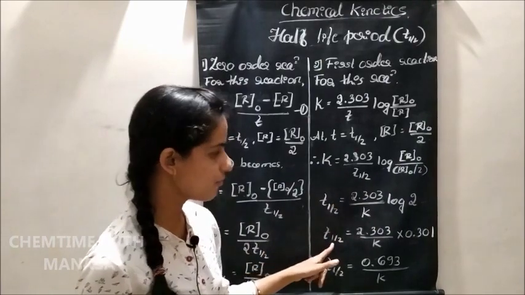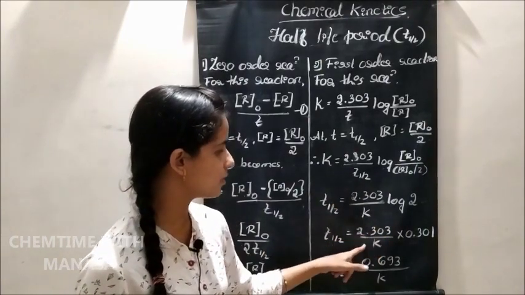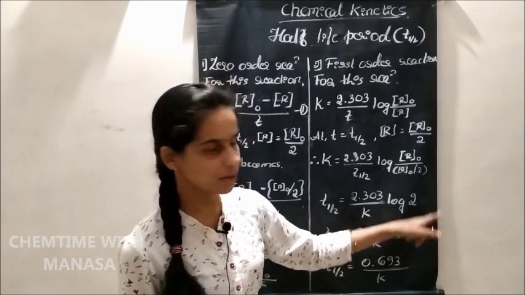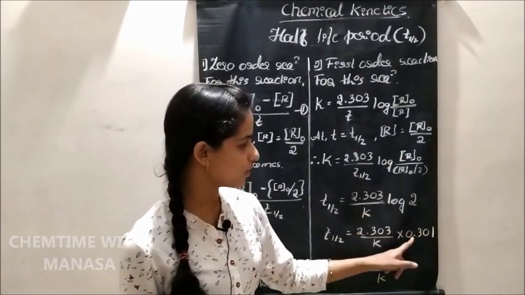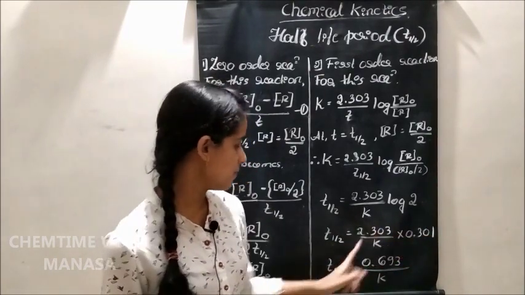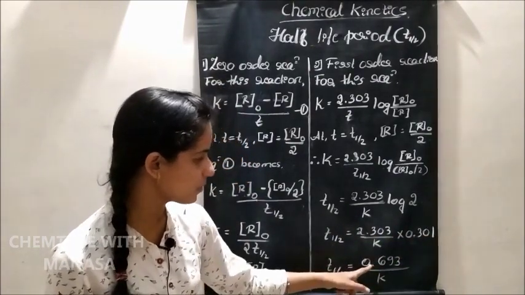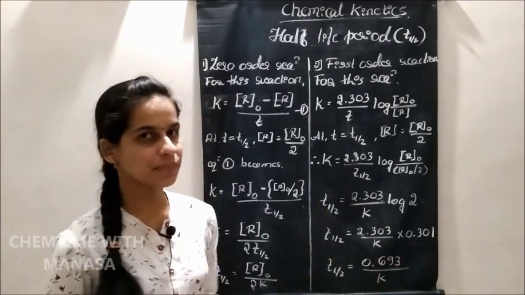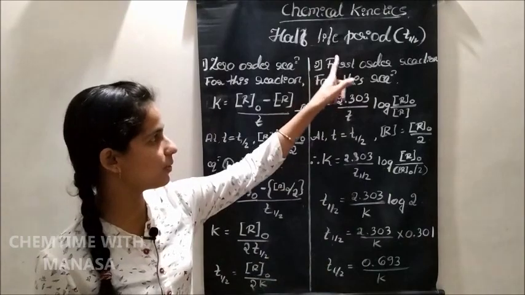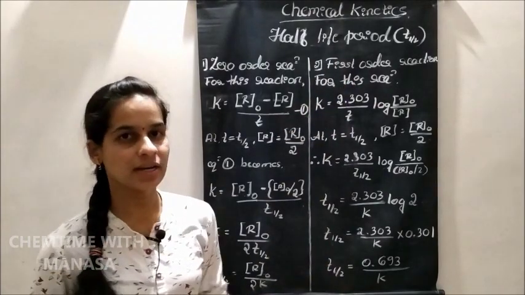Then T half is equal to 2.303 by K into 0.301, because log 2 is equal to 0.301. Then T half is equal to 0.693 by K. This is the equation of the half-life period of the first order reaction.